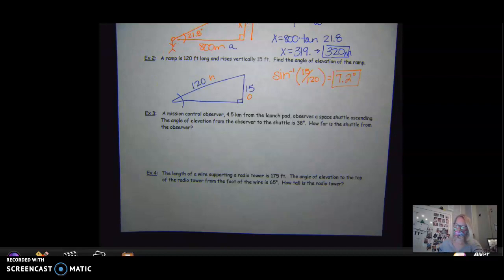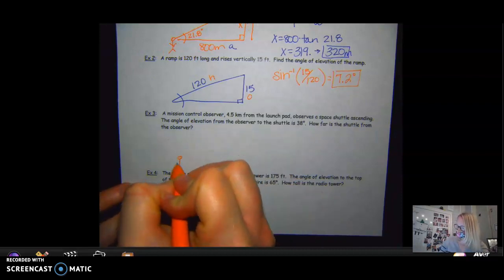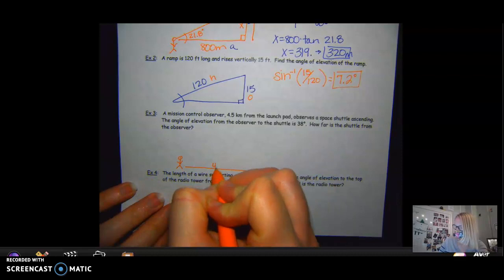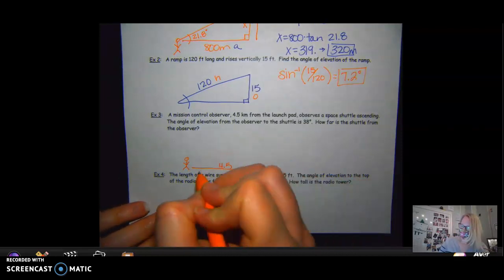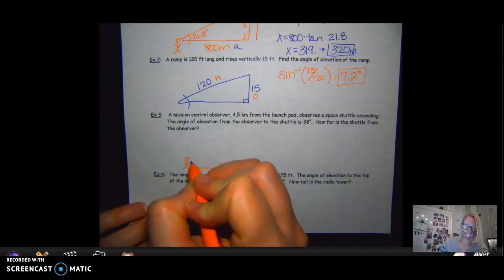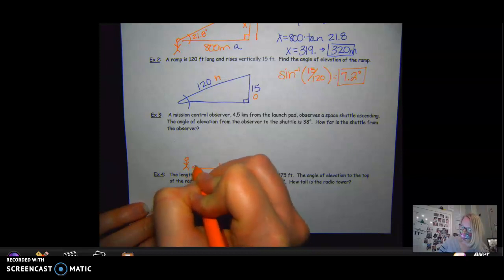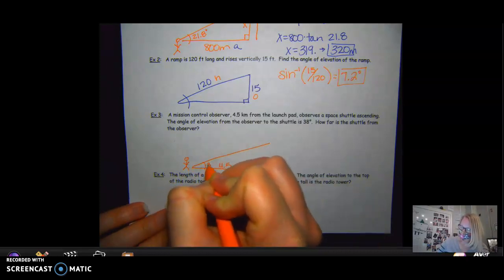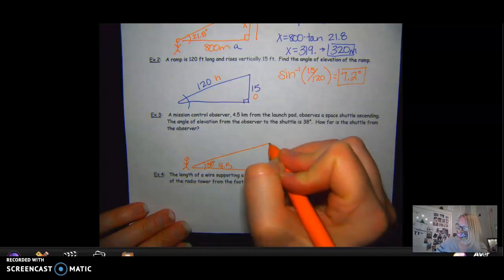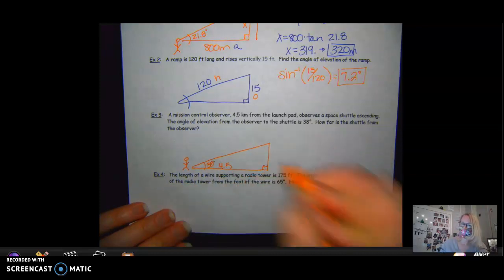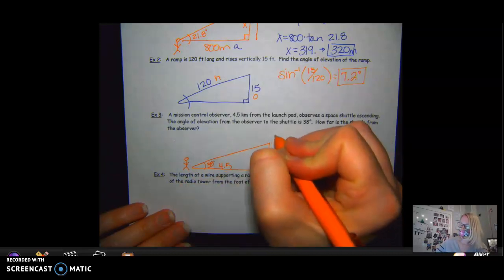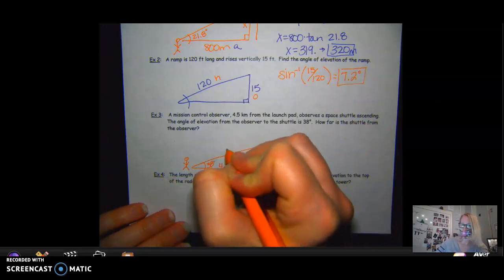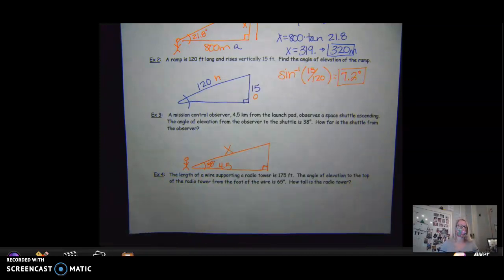A person is 4.5 kilometers from the launch pad, so we have this person, right? He observes the space shuttle ascending, and the angle of elevation from the observer to the shuttle is 38 degrees. 38 degrees should go down here, right? We have a 90-degree angle here. How far is the shuttle from the observer? So the shuttle is somewhere up here. I'm not going to try to draw a shuttle because Lord knows what that'll look like. And so we're going to put an X there. Okay?